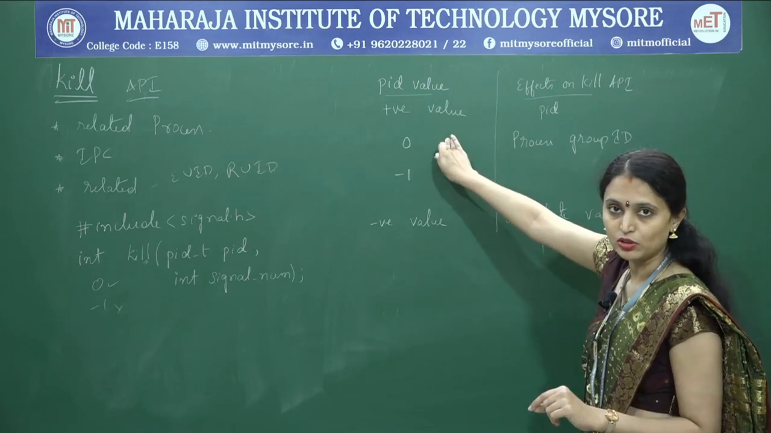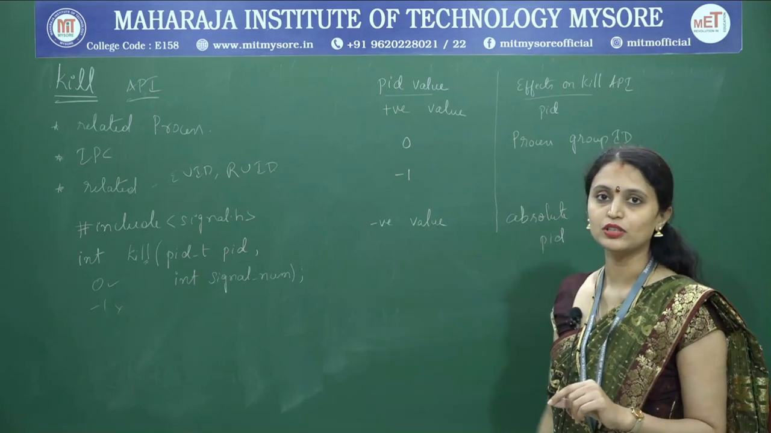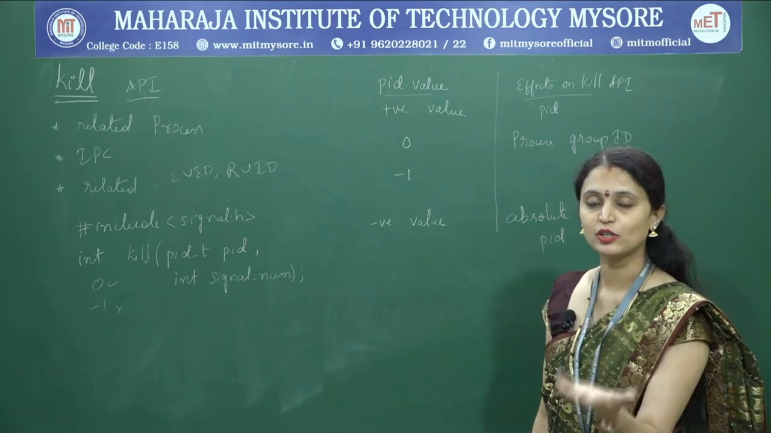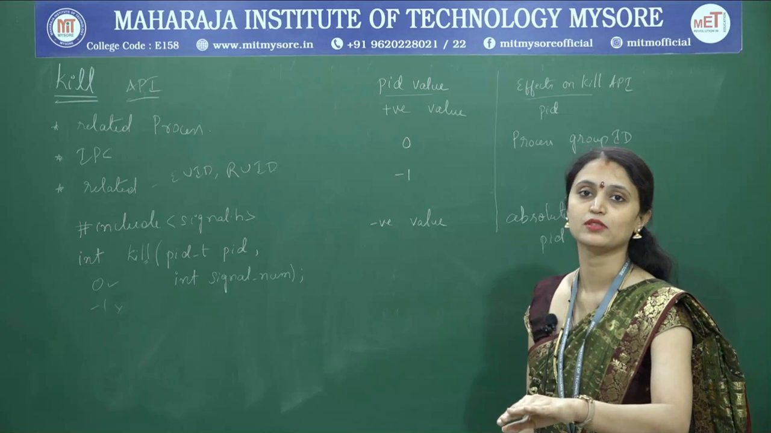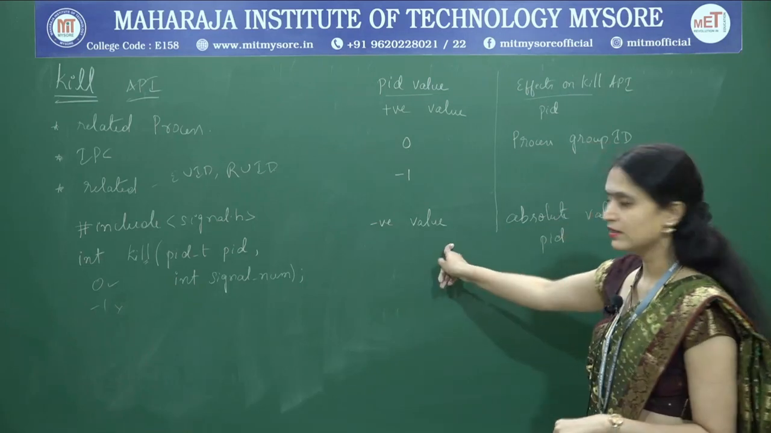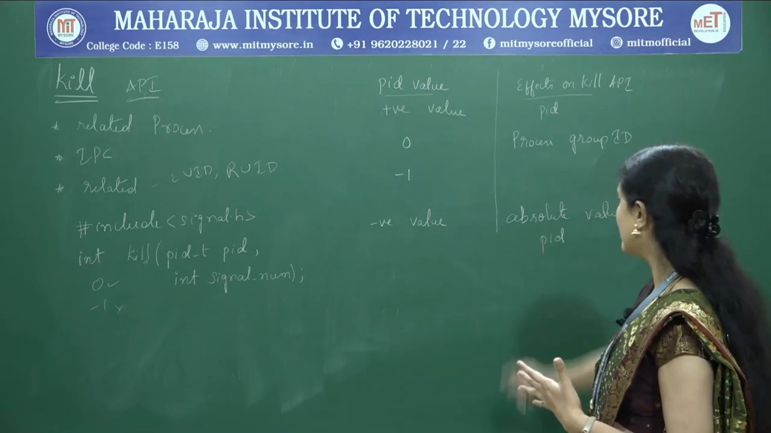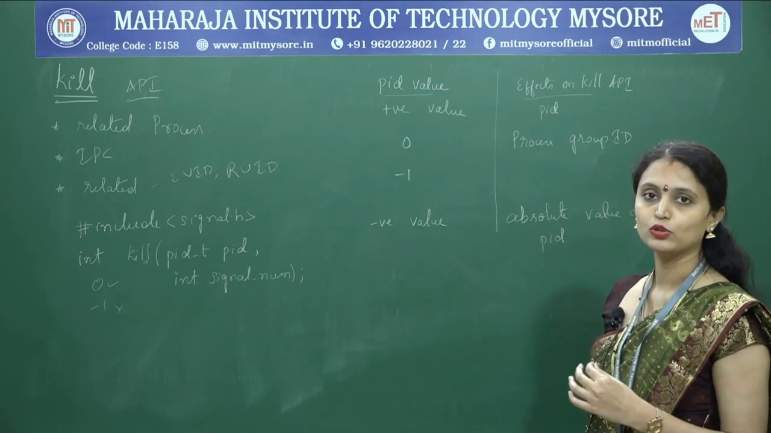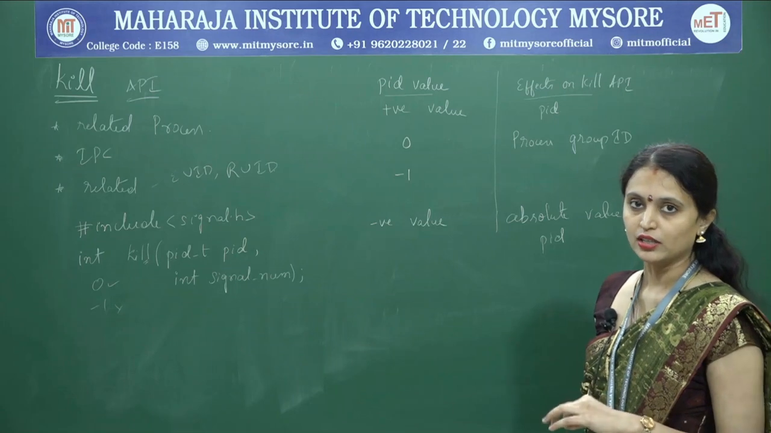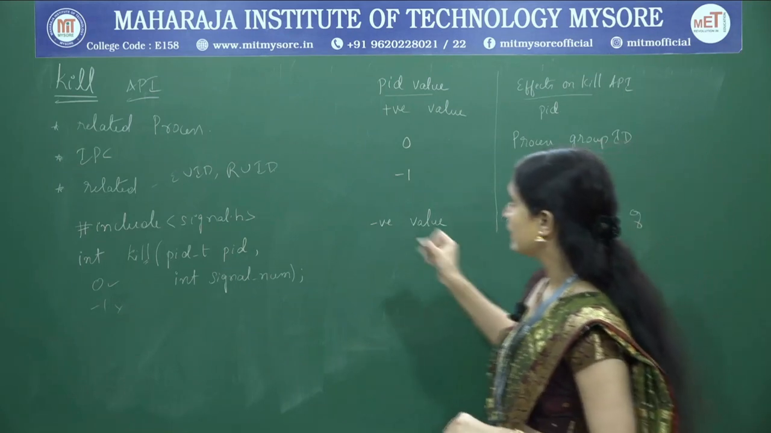If the value is 0, the signal num will be sent to all the processes whose process group ID is the same as that of the calling process. But in this case, the signal num will be sent to all the processes whose process group ID is the same as the absolute value of the PID. Okay, so this is about the kill API.